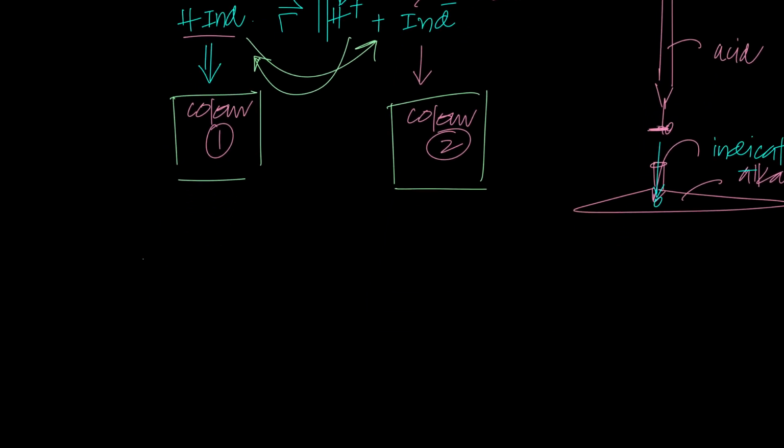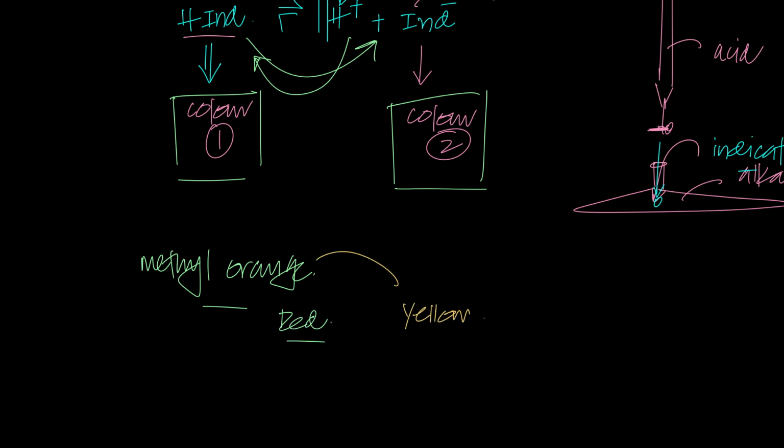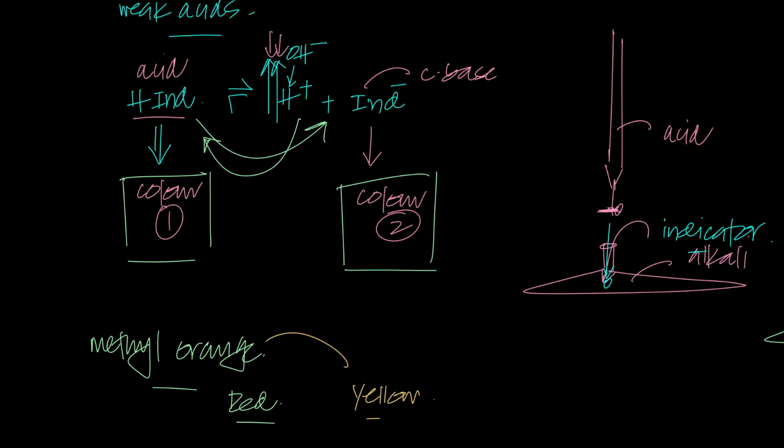And that's why you've studied these different colors of indicators. For example, methyl orange. All these indicators are slightly acidic. Methyl orange gives you a red color in an acid and a yellow color in an alkali. And the reason for that is this right here. It's literally Le Chatelier's principle.